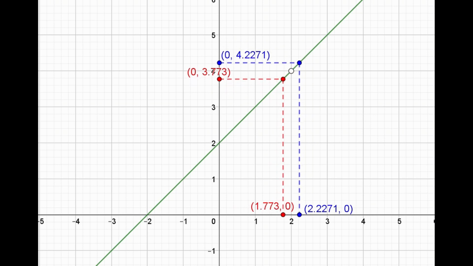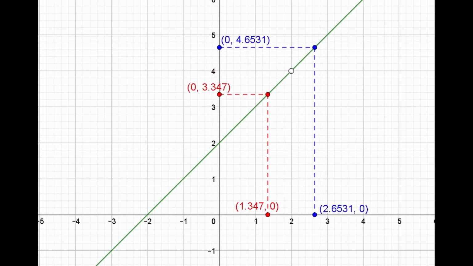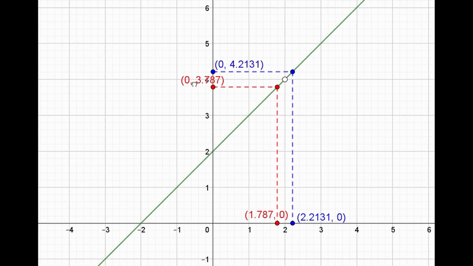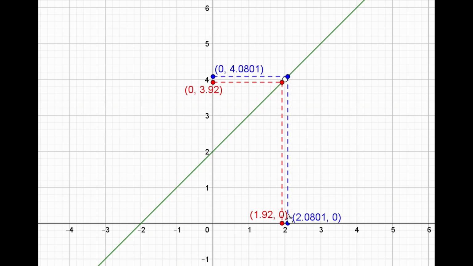As you can see, the function is approaching 4 from the left and right side. Since the function is approaching the same number from the left and right side, we can conclude that the limit exists. And the limit of the function as x approaches 2 is 4.